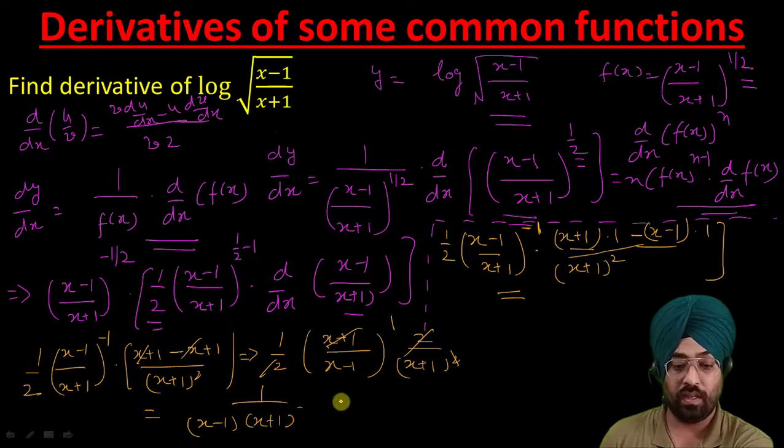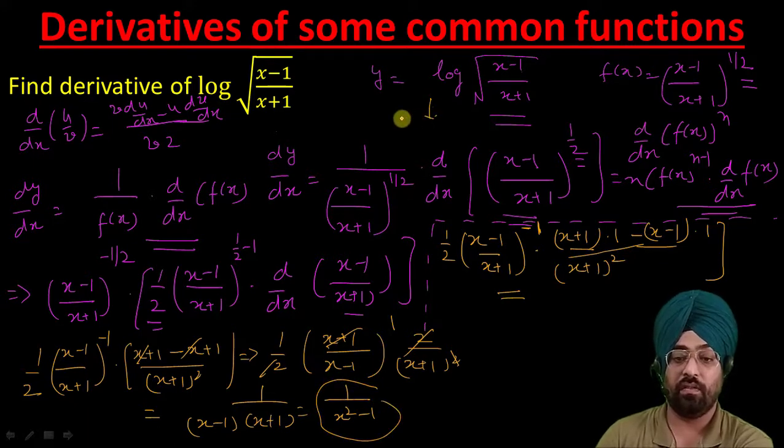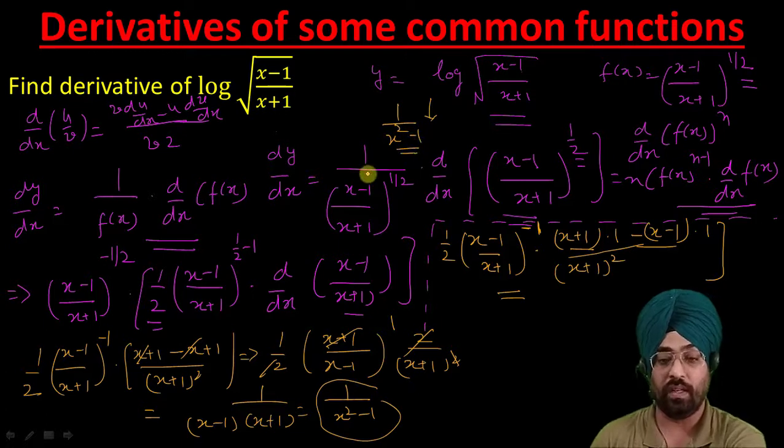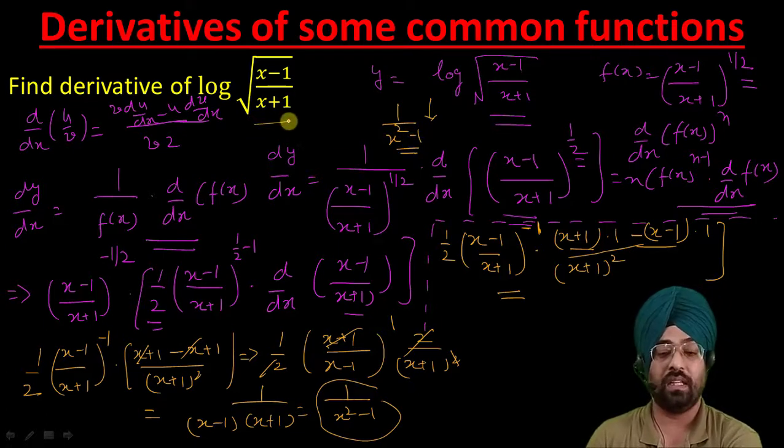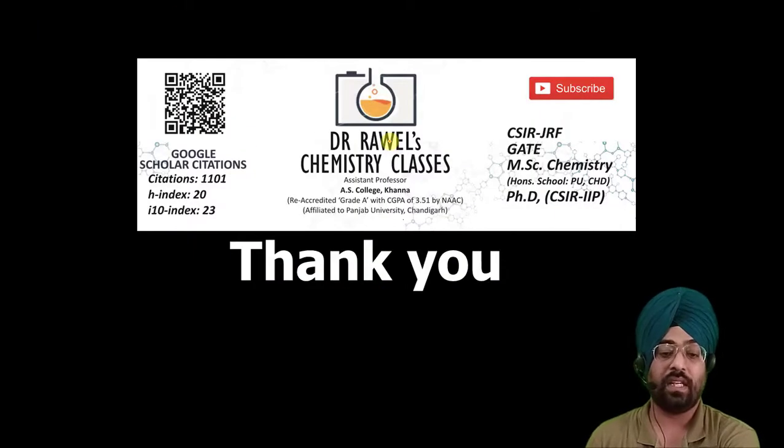So it is 1 upon x square minus 1. That is your answer. The answer is 1 upon x square minus 1. That is how you apply these formulas. The only way to learn is to do practice. So that is all for today.